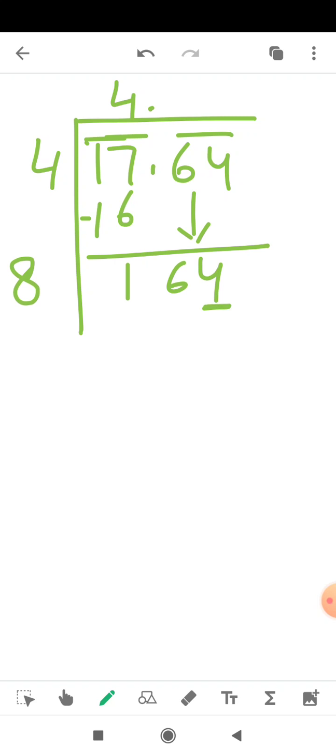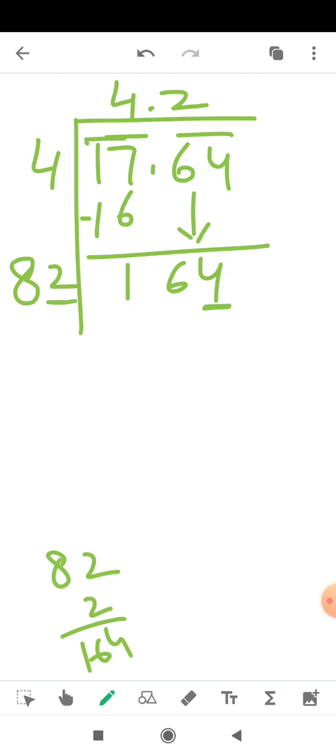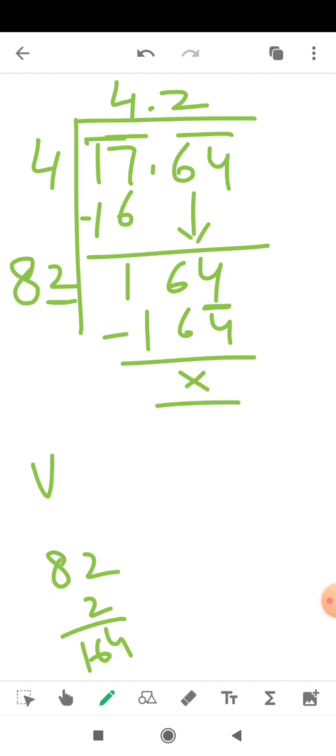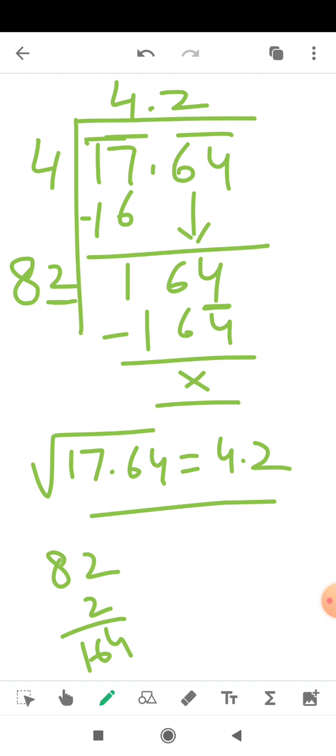This 4 will be multiplied by 2 and I get 8 here. The last digit is 4. So either I will write 2 here or 8 here. Let me check with 2. It gives the same number. So yes, I will write 2 here also. I get 164, and that gives me the answer. The square root of 17.64 is 4.2. That is all for this question.